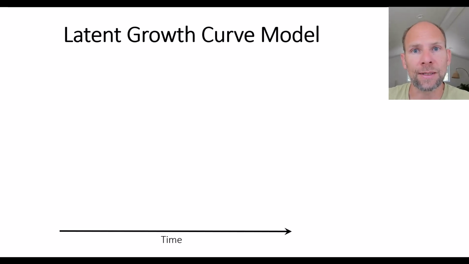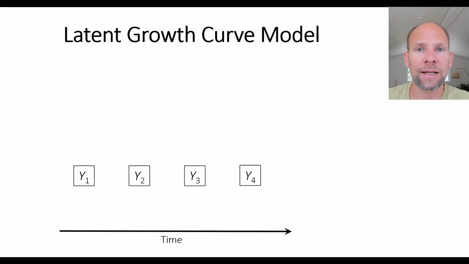Typically, we would use the same measures repeatedly, for example, on 4 different measurement occasions. So here you can see the variables y1 through y4, which represent measured or observed variables for the same construct at different time points. For example, this might represent the scores on the same intelligence test measured in the same people on 4 different measurement occasions.